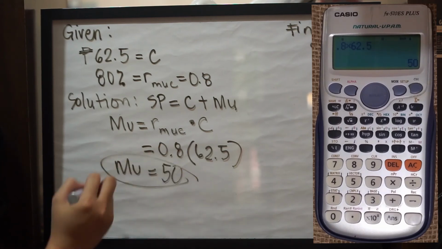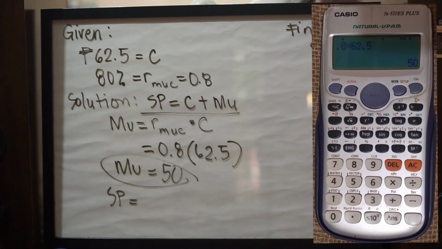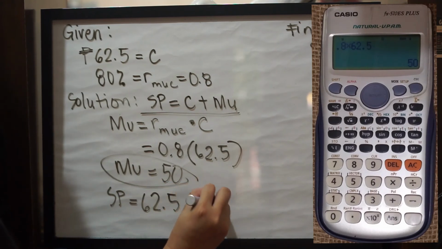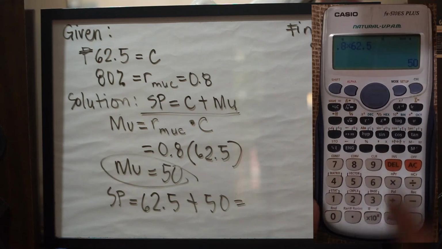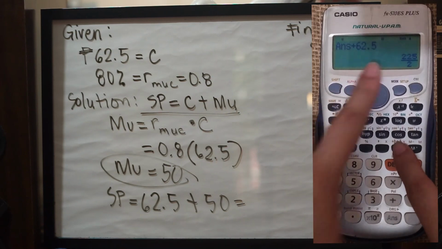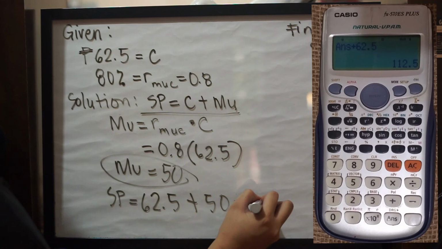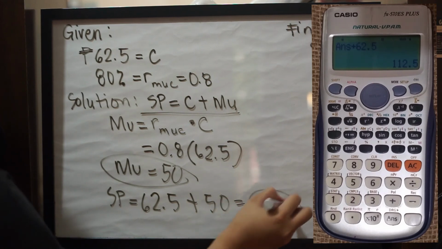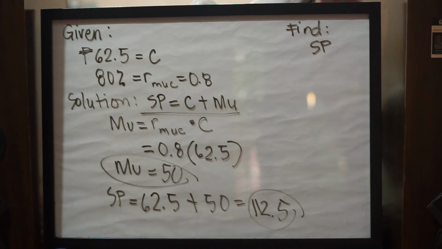Now that we have the value for markup, we can solve for the selling price using this formula. So, cost is 62.5 plus 50. To make sure, use your calculator. Again, pagka may fraction, S to D or F to D, the answer will be 112.5. So, this is the value for your selling price for problem number 2. You can use 0.5 or 0.50. That's the same.